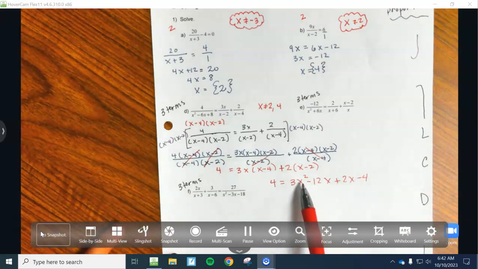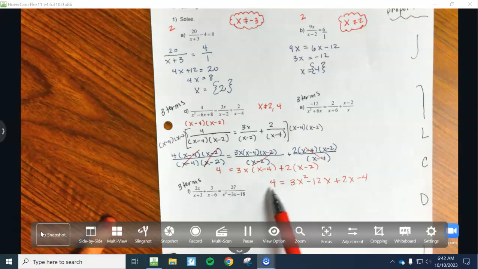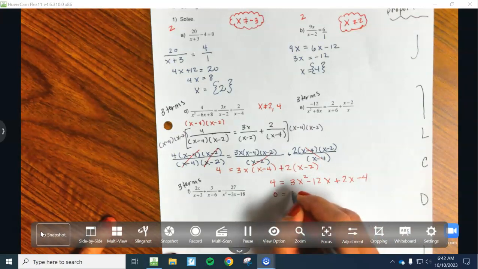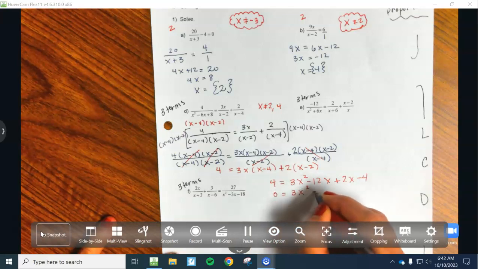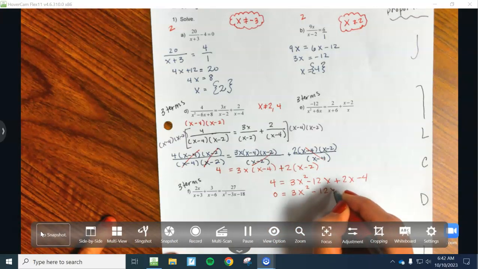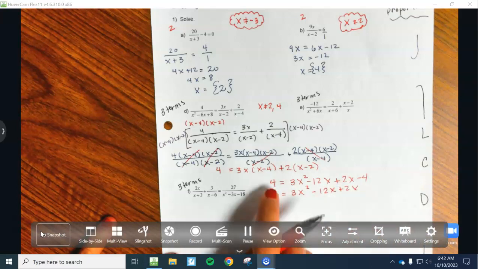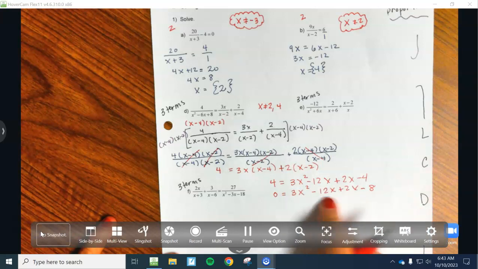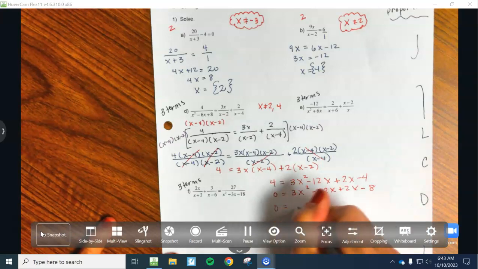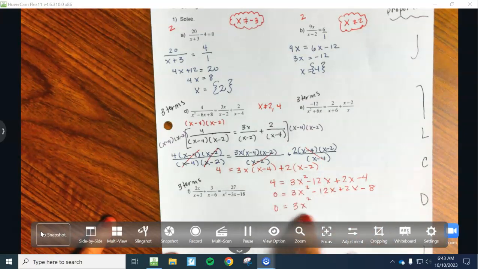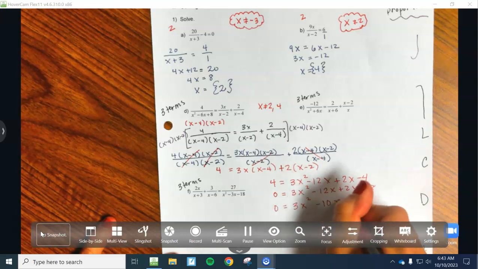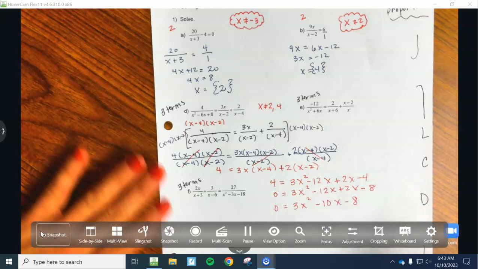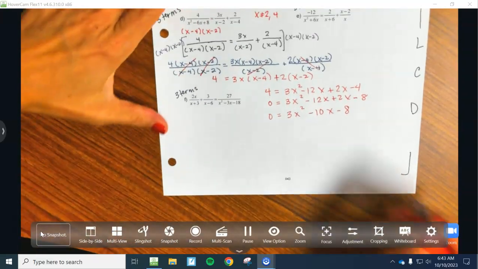Now remember, when you have a polynomial with a high degree, you got to set them equal to 0. So minus 4 on both sides. So 3x squared minus 12x plus 2x minus 4 is going to be minus 8. Let me go ahead and clean up these linear terms, these like terms. All right, so we're going to try to factor 3x squared minus 10x minus 8. That is certainly factorable.